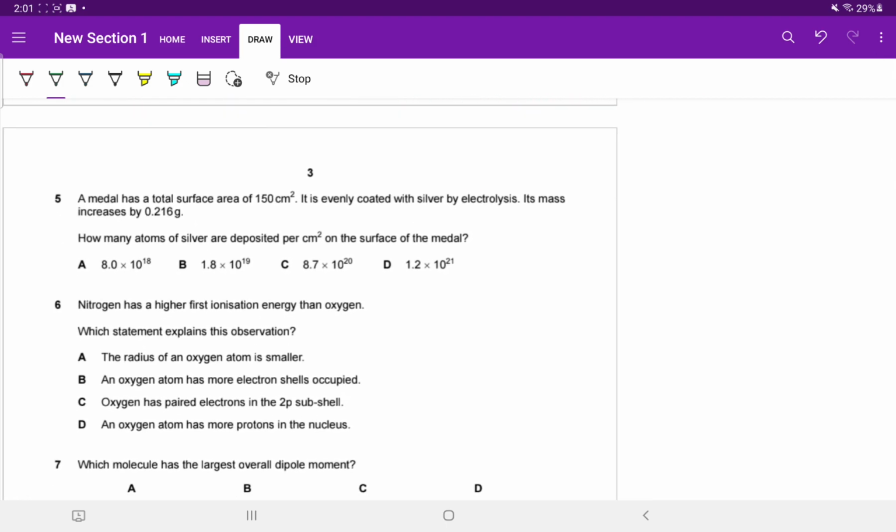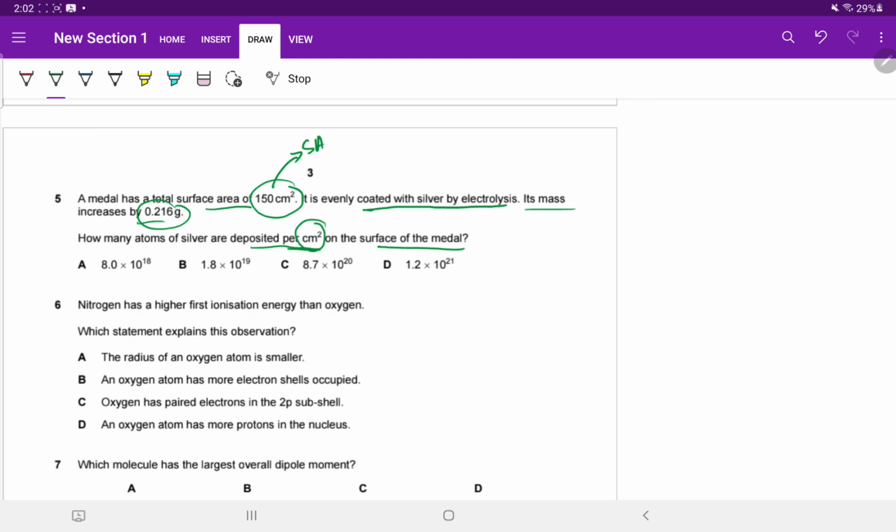Question number 5. A metal has a total surface area of 150 cm cube. It is evenly coated with silver by electrolysis. Its mass is increased by 0.216 grams. How many atoms of silver are deposited per centimeter cube on the surface of the metal? Okay, so at first let's calculate the moles. So this is our surface area.